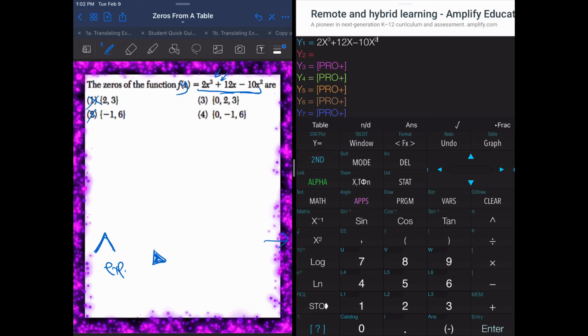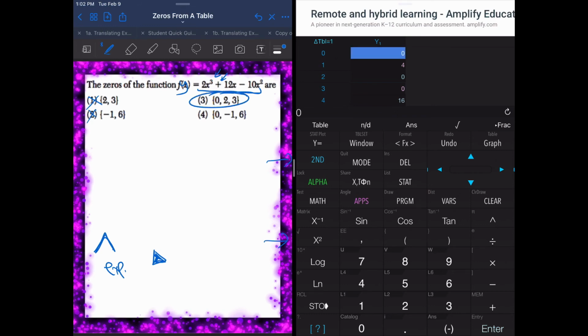So I hit second graph, and my 3 zeros are actually on the screen. Which choice should I go with? I'm going to go with choice 3 because one of my zeros is 0, the other one is 2, third one is 3.